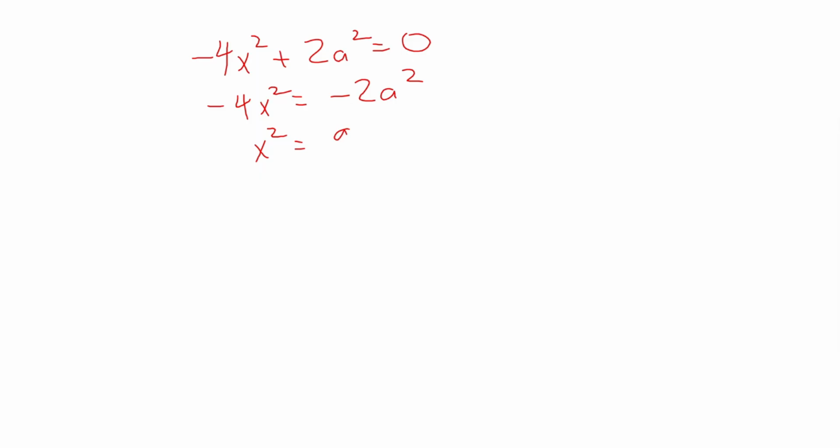We've got negative 4x squared plus 2a squared is equal to 0. We're solving for x, right? So we're going to get negative 4x squared equals negative 2a squared. We'll get x squared is equal to a squared over 2. And we'll get x is equal to plus or minus a over root 2. And obviously, we're not going to use the negative. Only a over root 2 makes any sense in this context.